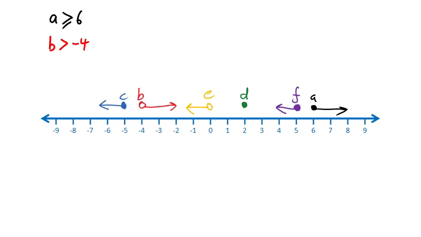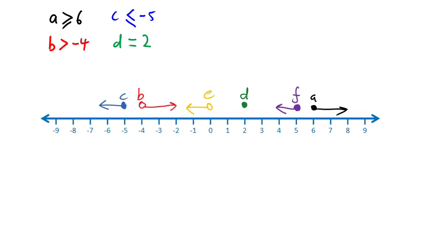Let's try C. So we've got C, the arrow is pointing to the left, we can see that there, and it's a colored in dot, so we must put the equals in there, and -5 is the point on that number line it's above. And now we go to D. Now D is just a colored in circle. What does that mean? It's just equals. There's no arrow to think about, and the dot is above the number 2.